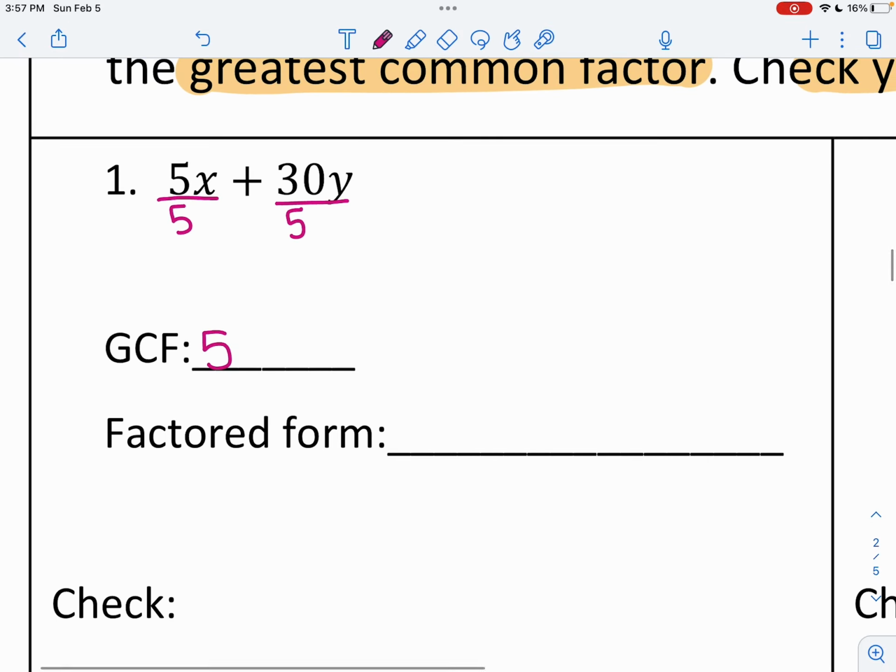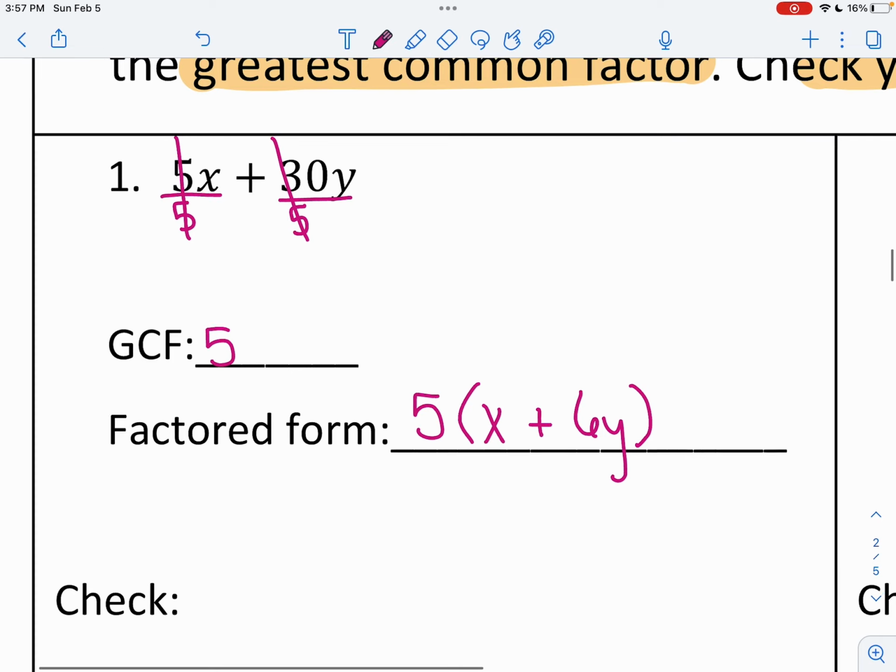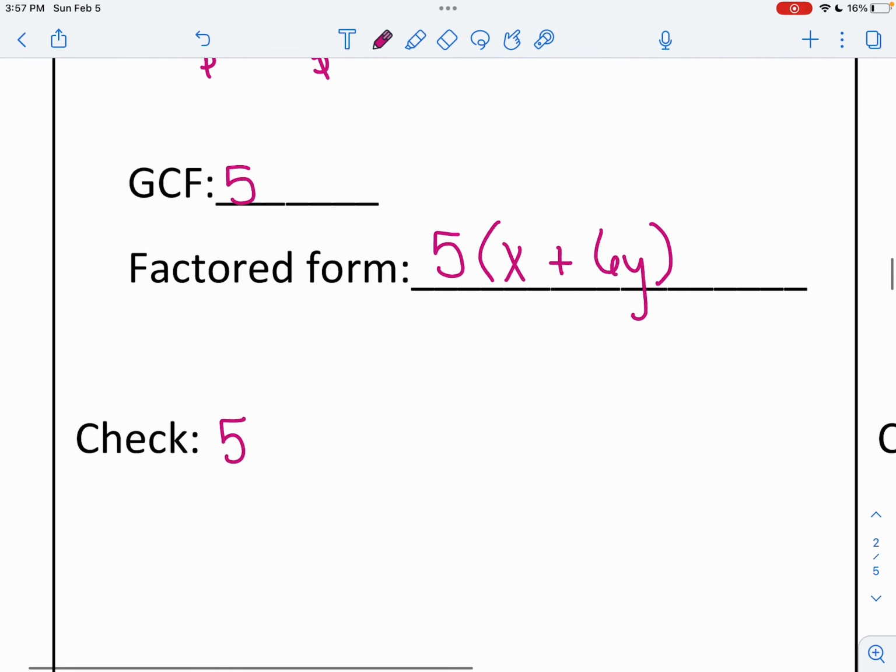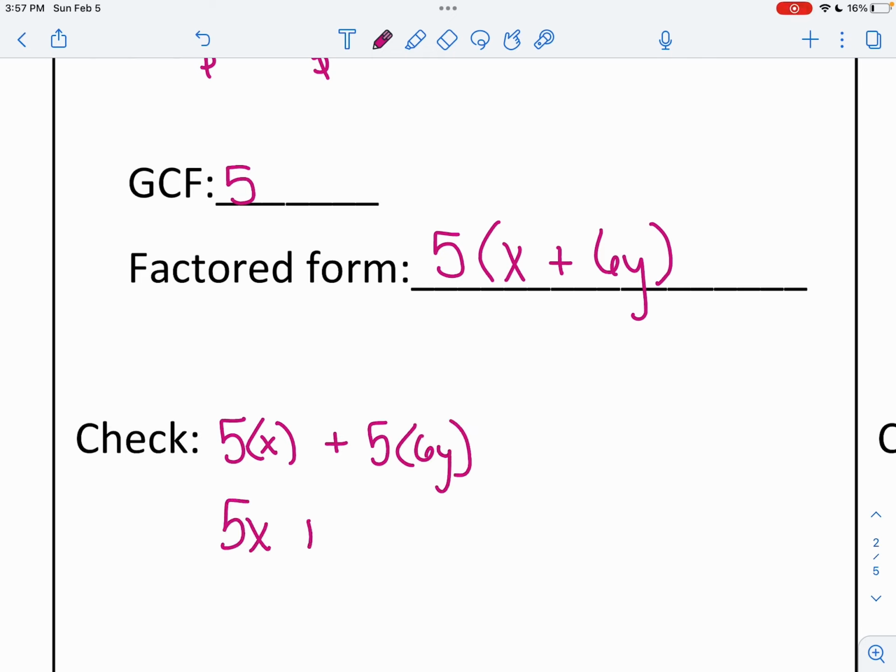When we write it in factored form, we put the GCF in front, like we would be distributing it in, and we divide. This turns into a 1x, and this turns into 6y. There was an adding sign there. In order to check it, we would distribute the 5 in, just like we have been in the past, and sure enough, we would get the original binomial.